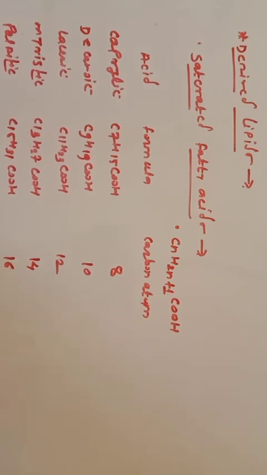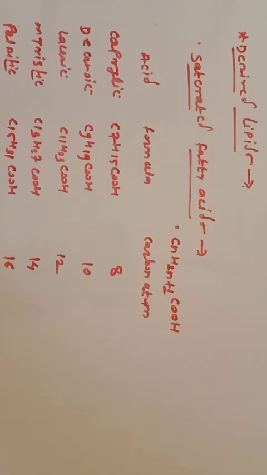So this is regarding the saturated fatty acids. The general formula is CnH2n+1COH. Saturated or straight chain fatty acids generally contain an even number of carbon atoms. So we see 8, 10, 12, 14, 16. They do not contain any double bond in the straight chain.